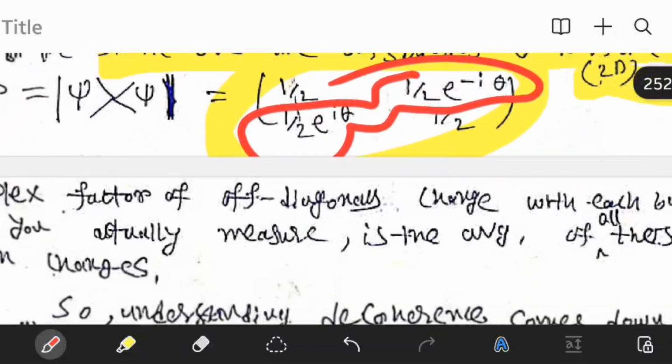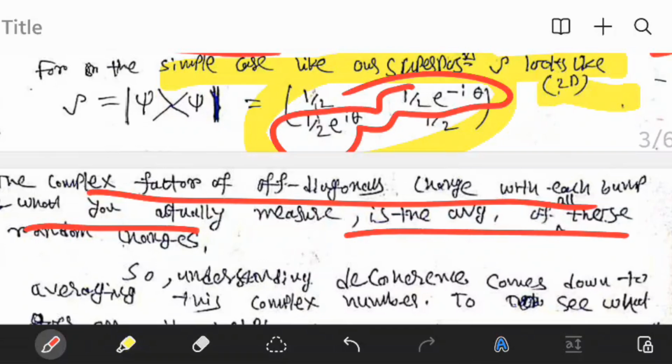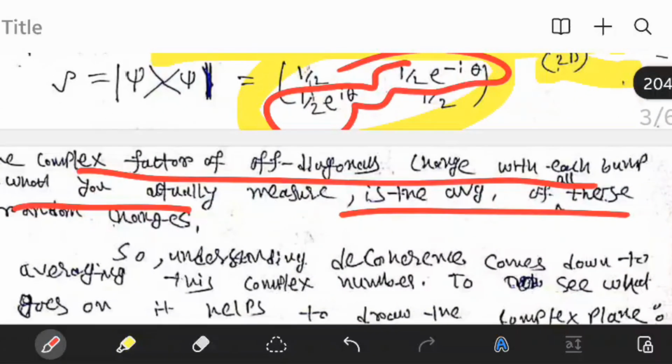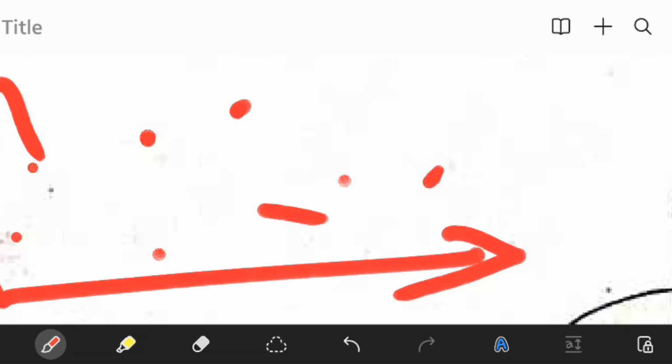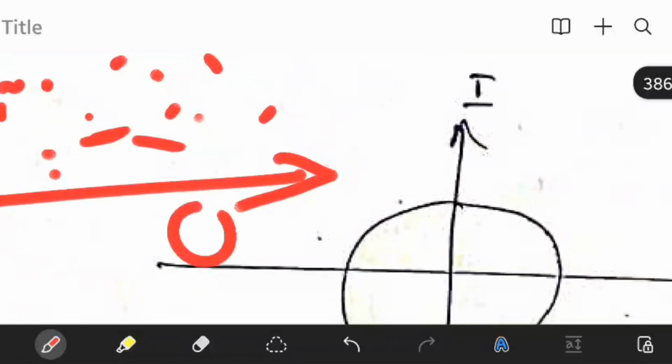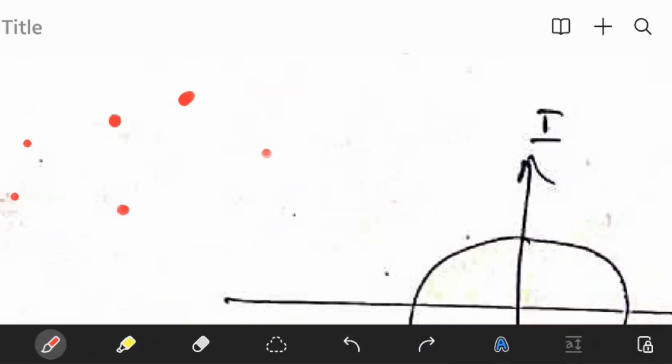Why? Because theta changes with every little bump, every single bump. So in this case, we will need to take the average over every value of theta. So let's say we have theta like this, like this. We'll need to take an average, okay? And how will we do that, and what will we end up with? Let's check.